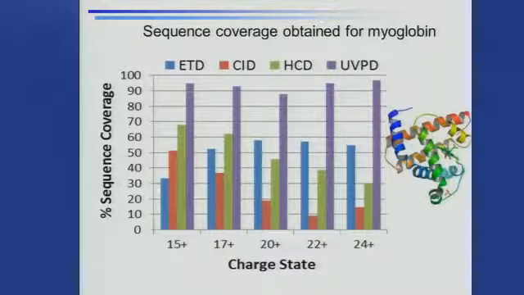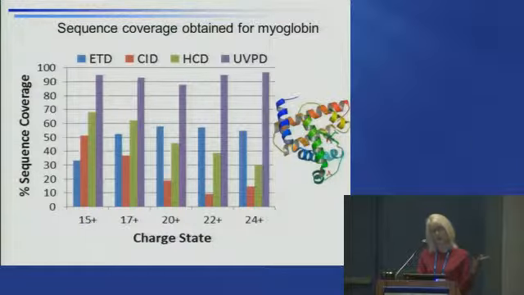For those less familiar with this technique, it's always nice to compare how this performs relative to other MS/MS methods. So here I've shown a bar graph showing different charge states of that same protein, myoglobin, and the sequence coverage, basically how much of the backbone we're mapping with this technique for 4 MS/MS methods. ETD is the blue bars, CID is red bars, HCD is green bars, and then UVPD are the purple bars. And basically, one would prefer a higher level of sequence coverage.